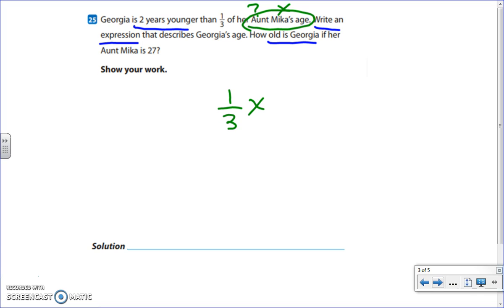Now I know that Georgia is 2 years younger than 1/3 of Micah's age, so that much, and if we're talking about 2 years younger than that, if she's this old, then we want 2 years less than that. And again, less than is one of those phrases that even though we maybe say 2 less than, we're actually saying subtract 2. And so the order of how we say it is different than the order how we would write it in mathematics. So this is my expression where it says write an expression. I don't have an equal sign, and I know the unknown x is how old Aunt Micah is.